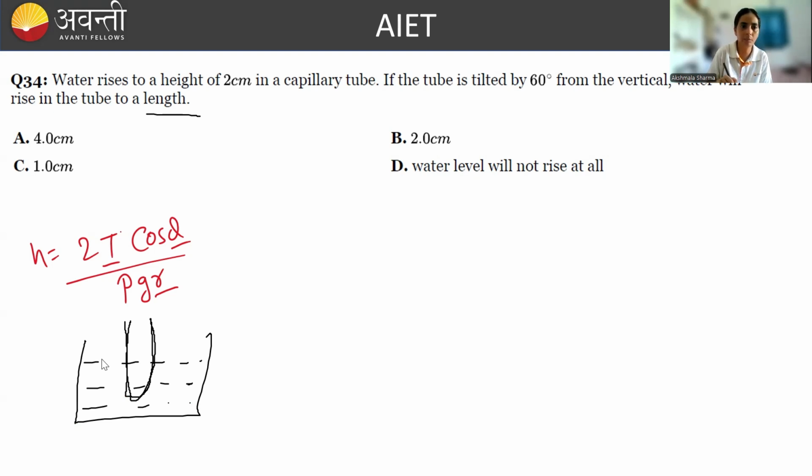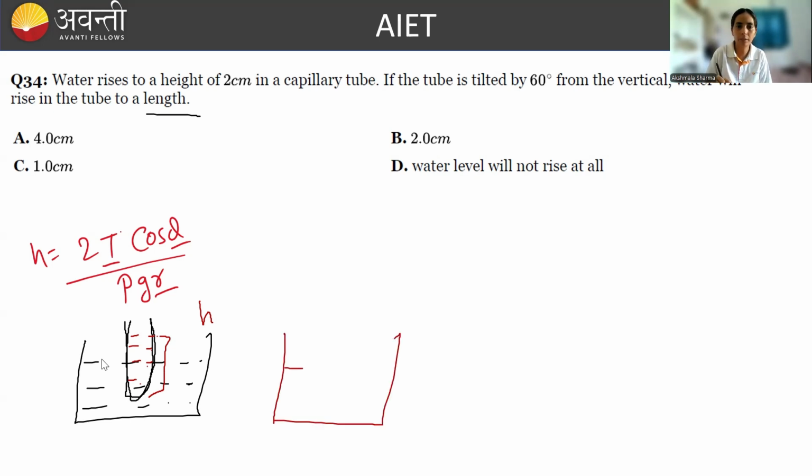The formula given above. h is 2T cos theta. Suppose water is rising up to this, so this height I am saying is h. Okay. So h can be written as 2T cos theta by rho g r. T is the surface tension value. Theta is the contact angle. And this r is the radius of capillary. Rho is density of water. g is acceleration due to gravity.